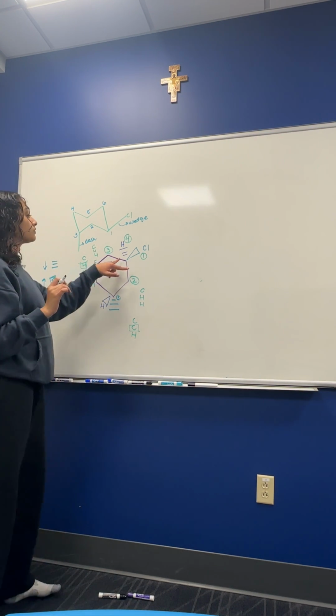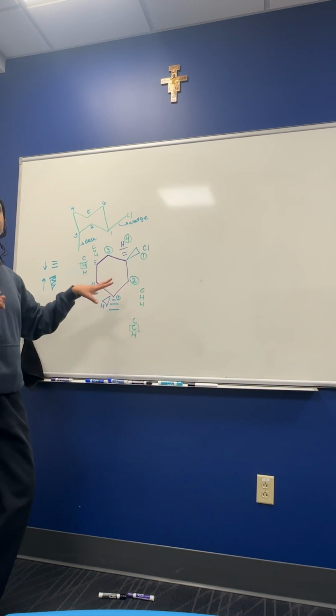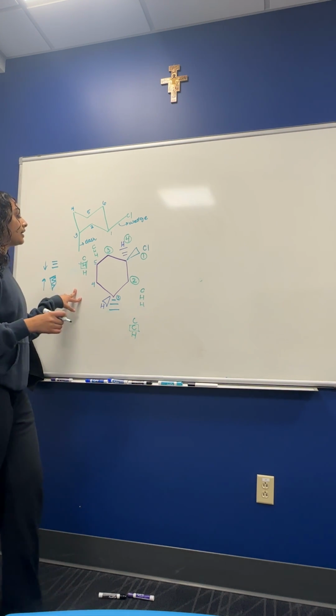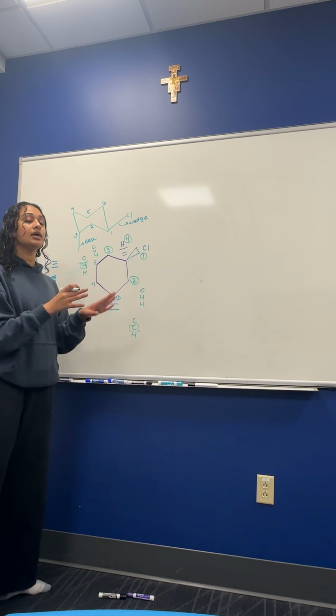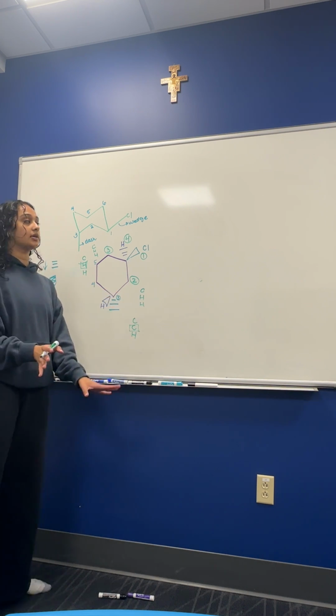Now, number 4 is already on the dash. That means it's already in the place that we want it to be. That doesn't necessarily mean that in every problem you're going to have a hydrogen. Sometimes it can be something else. As long as the lowest priority is on the dash, everything else is fine.